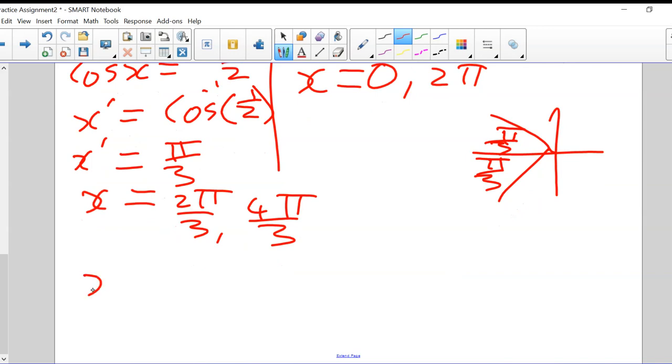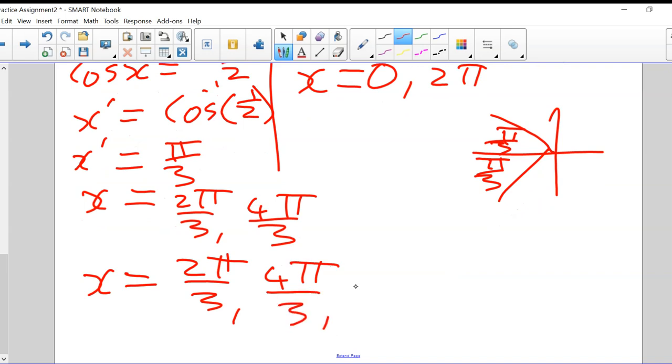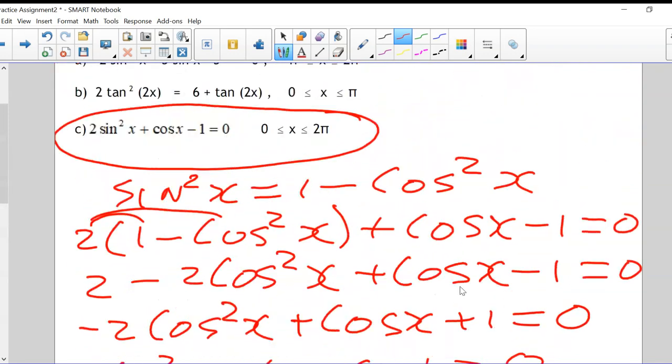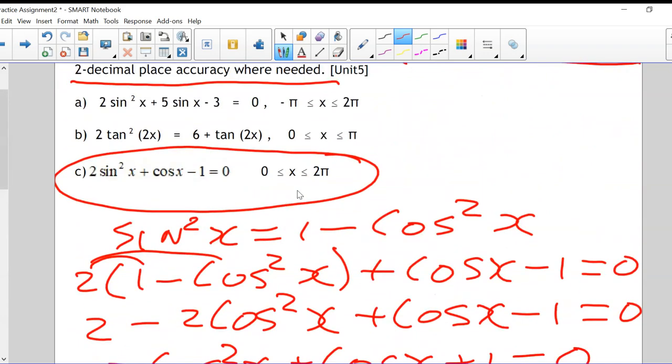All right, so very quickly, those are all my answers there. x is equal to 2 pi over 3, 4 pi over 3, 0, and 2 pi. So those are all the answers I have within the, where am I now? Between 0 and 2 pi. Okay, right there.